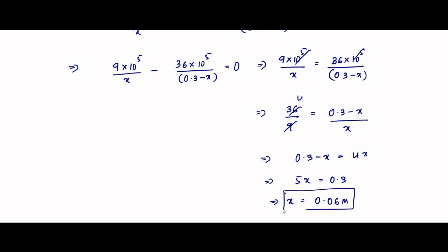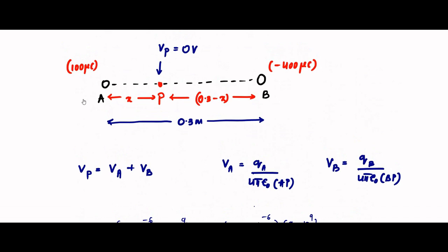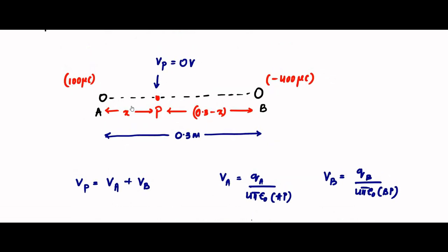So at a distance of 0.06 meters from charge A, that is the 100 microcoulomb charge point, this is 0.06 meters. At this much distance away from point A, at P, the electric potential will be equal to 0 volt. Okay, so this is this.